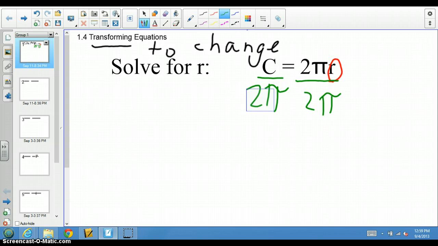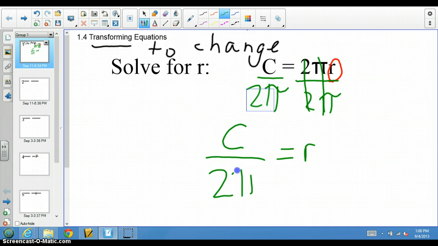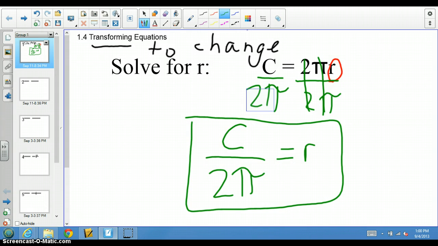So on the right side, 2 over 2 simplifies to 1, just like the pi's. Those have canceled each other out, but really what they are doing is that we've simplified them to 1. Okay? So now I have c over 2 pi equals r. We have solved that for r. We got r all by itself. Okay?